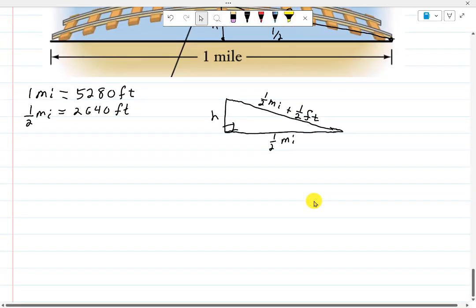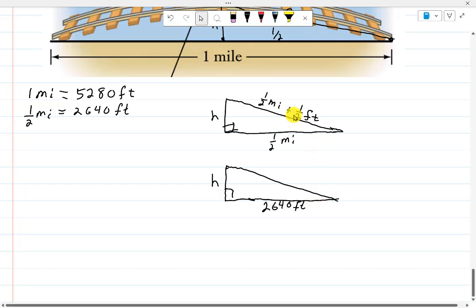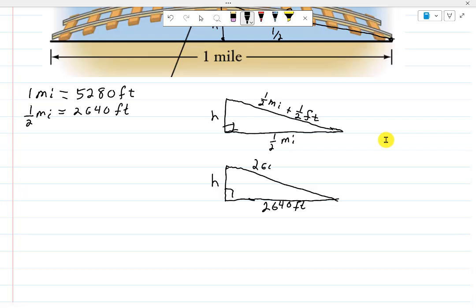So let me redraw my triangle with everything in terms of feet. I still don't know that. That's what I'm trying to figure out. The bottom is 2,640 feet. And the top is the same distance except for 0.5 of a foot more. So we have 2,640.5 feet.